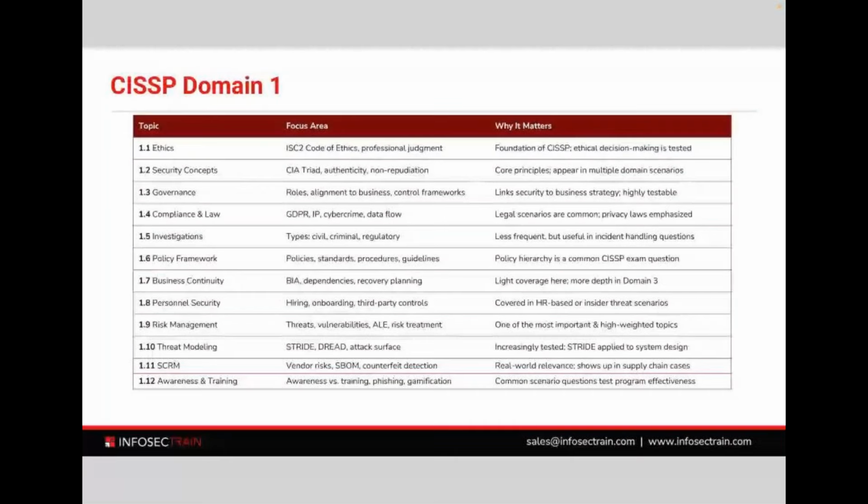These are the topics that we have in domain one of CISSP, which is security and risk management, right? You have topics such as ethics, security concepts, governance, compliance and law, investigations, policy framework, business continuity, personnel security, risk management, threat modeling, supply chain risk management, awareness and training, right? Domain one occupies 16% of your total exam questions. So domain one is important, and it's the domain that has the highest percentage of questions coming to your exam, right?